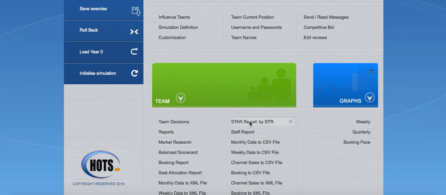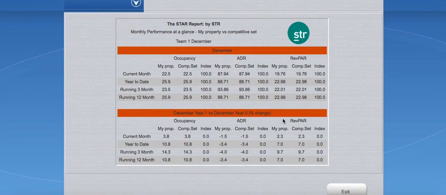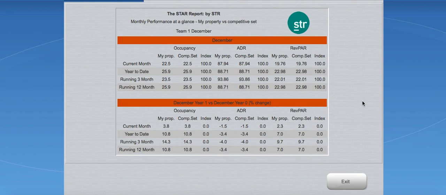A couple of other things to show you. I'll show you very briefly the Star Report. The Star Report from STR, this is an example from a starting position. So at the moment it's not as interesting as it will be later on. This shows us your figures for occupancy, average daily rate and RevPAR. It shows you these for your property.